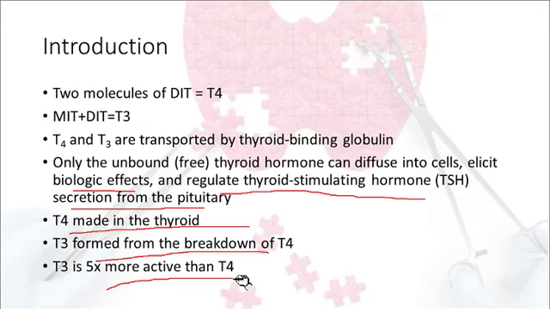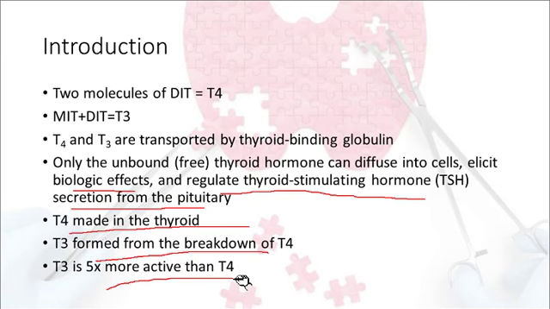Right. Approximately 20% of T3 is actually made in the thyroid gland. Most of it, of course, is made from the breakdown of T4, which is catalyzed by an enzyme known as monoiodinase in the peripheral tissues. Of course, T4 may also be acted on by monoiodinase to form reverse T3, which is biologically inactive.